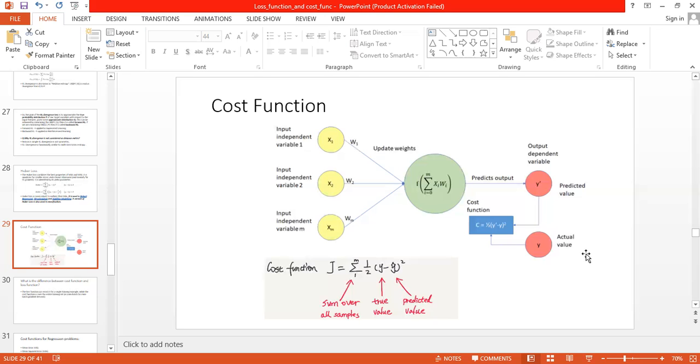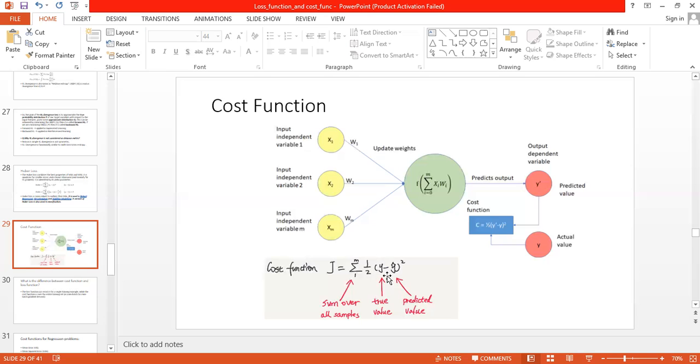The cost function gives us a value which shows how much our prediction is going in the wrong direction. If we are getting a high value of the cost function or the loss function, it means we are going in the wrong direction, and we are not getting the actual prediction of the output. Here you can see the formula for calculating the error function.